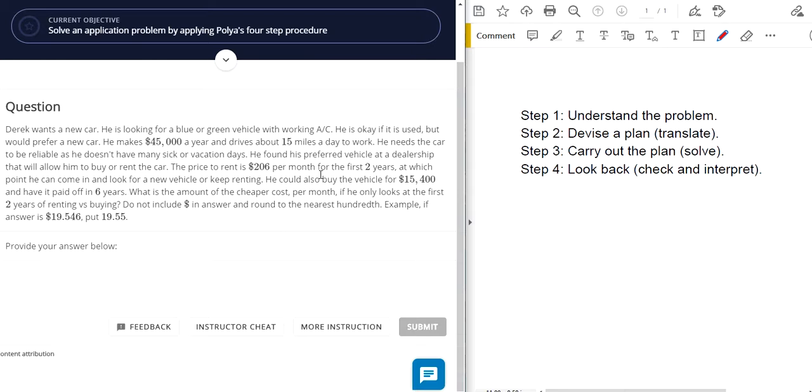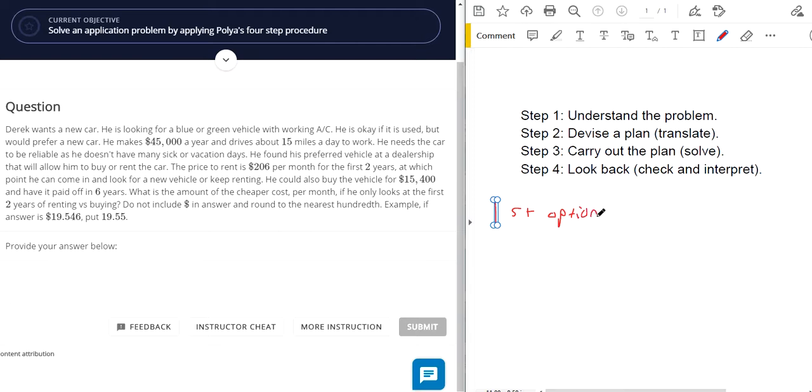He found his preferred vehicle at a dealership that would allow him to buy or rent the car. The price to rent is $206 per month for the first 2 years. Or you could just buy the vehicle outright, $15,400, have it paid off in 6 years. What is the amount of the cheaper cost per month if he only looks at the first 2 years in buying? So it looks like we got two options. We could rent it, $206, the first option.